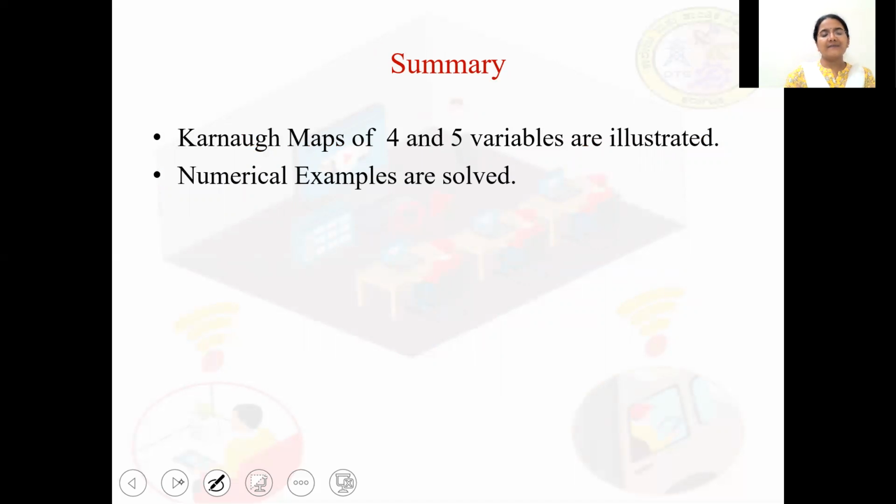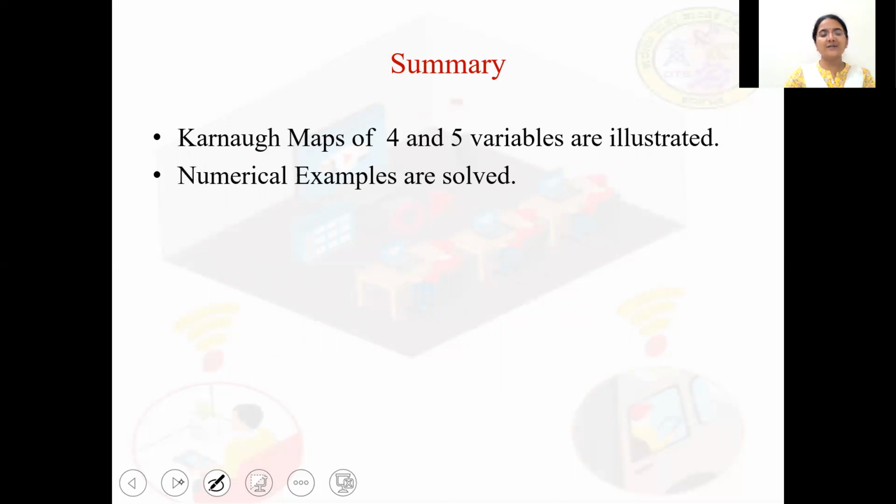In this session, we have studied the 4 variable and 5 variable K-maps, and how to write the 4 variable K-map, how to notate them using the decimal values and how to group them. We have studied 2 ways of writing the 5 variable K-maps. One is the mirror image version, and the other one is the stacked numbering version. We can go for any of the versions.